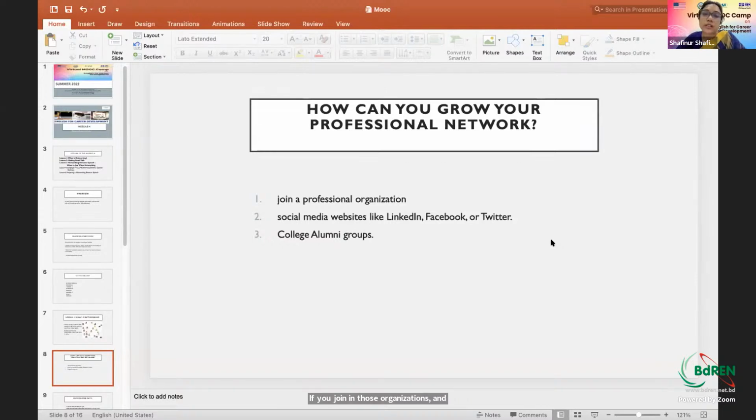And then social media is just blazing, right? So you can use websites like LinkedIn or Facebook or Twitter, where you can connect with people in your same profession, and then you can start talking to them. You can start showing your interest.